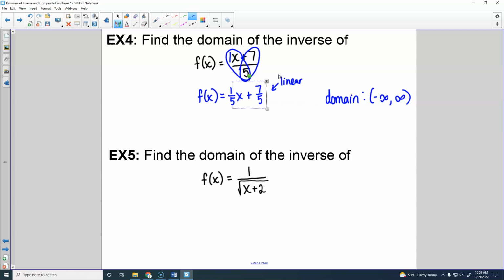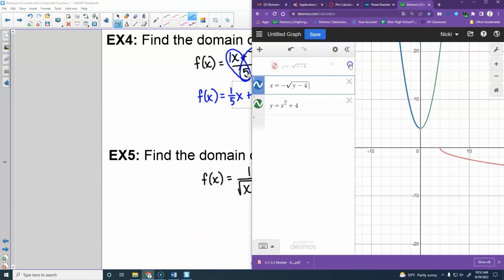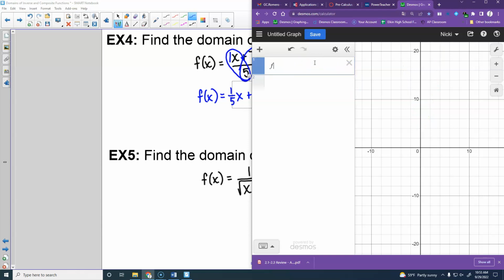Yeah, so number 5 is just a more complicated function, right? It's rational, but it's also got a square root in it. So we don't really have a picture in our minds of what this is going to look like. I'm going to graph it on Desmos just so you guys can see. But this will be without Desmos, so I'll show you how to do it without also.